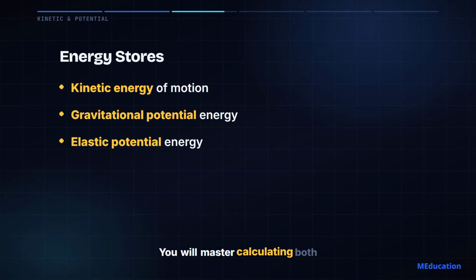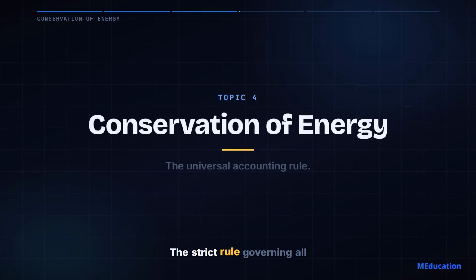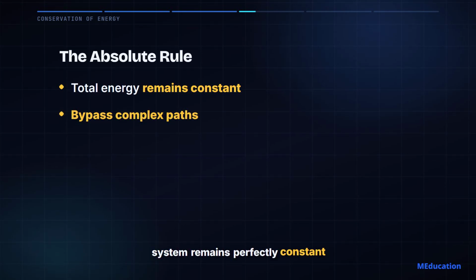You will master calculating both, forming the absolute bedrock for almost every mechanics question you will face in Paper 2. The strict rule governing all these stores is the principle of conservation of energy. This principle dictates that the total energy of a closed system remains perfectly constant. Energy cannot be created or destroyed, only transformed.